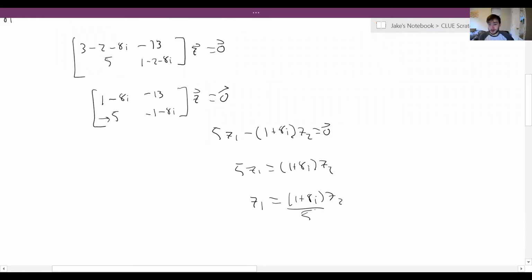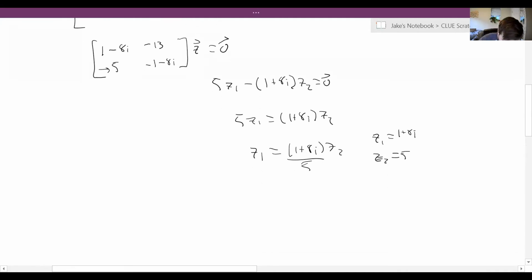So what you do is you go, okay, well, any solution of this will work, right? So if we just make z2 equal to 5 and z1 equal to 1 plus 8i, this will work, right? Because we take z2 and multiply it, it cancels the 5, and then we're just left with that. So that's exactly what we do. So we say that our eigenvector, actually I'm just going to call it z, is equal to this vector.